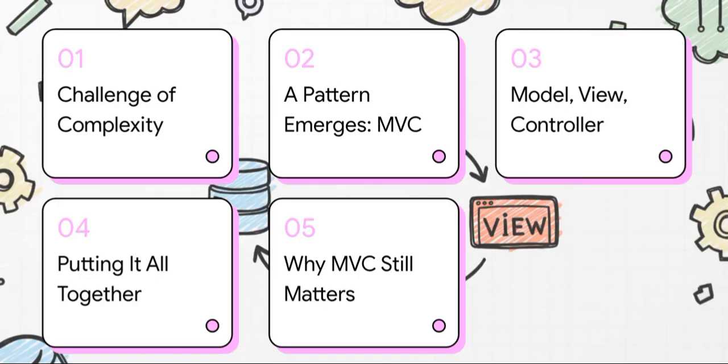So here's our game plan. We're going to start with the problem that made MVC necessary in the first place. Then we'll introduce the pattern itself, break down its three main parts, see how they all work together, and then wrap up with why this thing is still so incredibly important today.